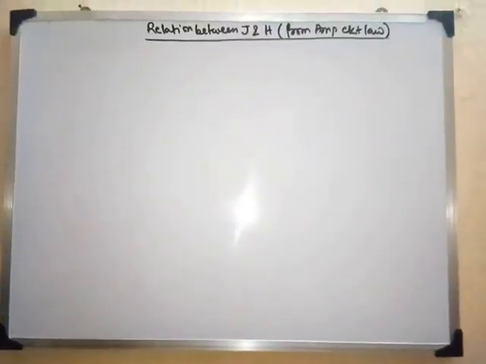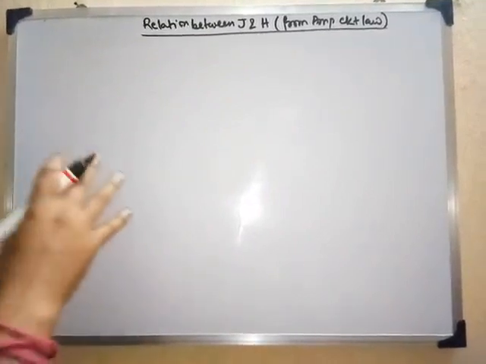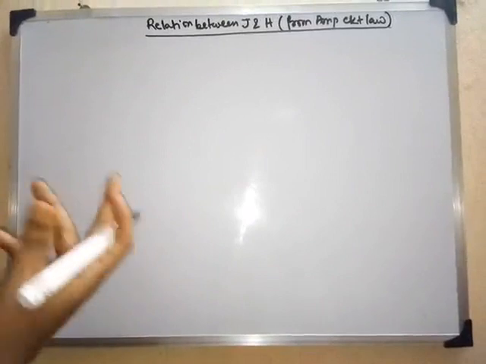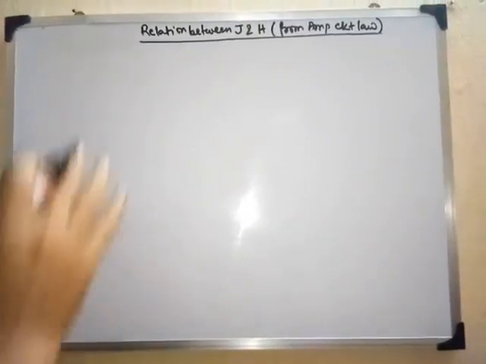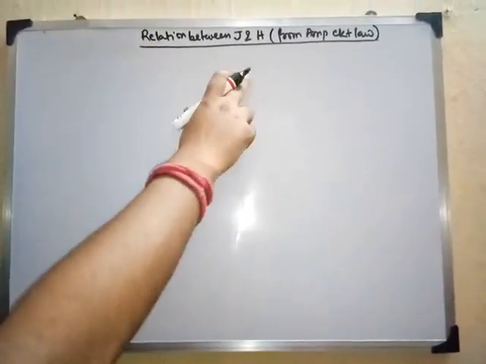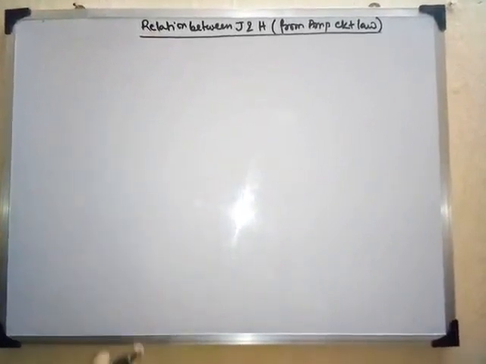Once we get this idea about Ampere's circuit law, we are now going to find out the relation between J and H. This is very important because from here we will be able to arrive at very important conditions, and we can also see what the contribution of Maxwell is. So let us first see the relation between J and H from Ampere's circuit law.